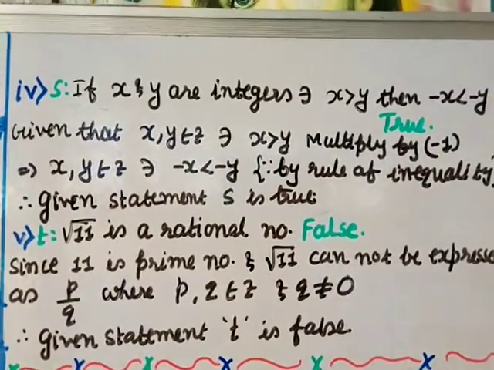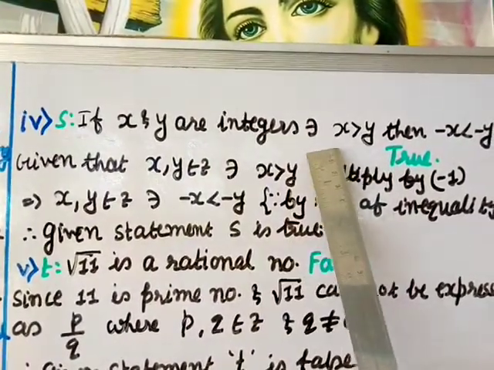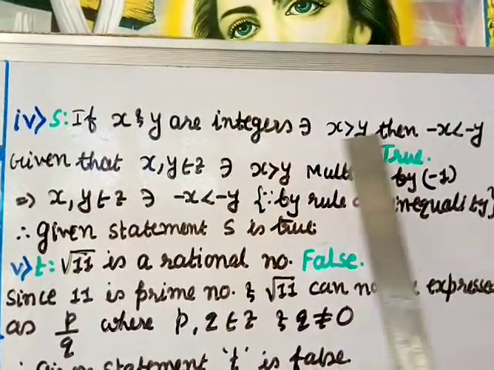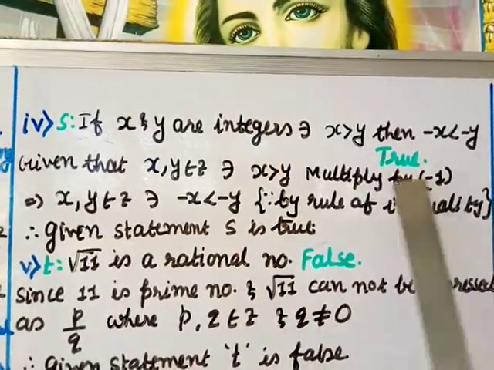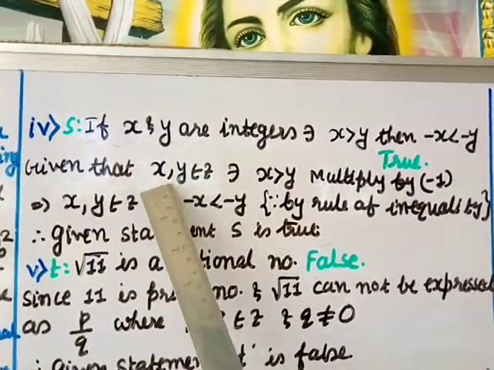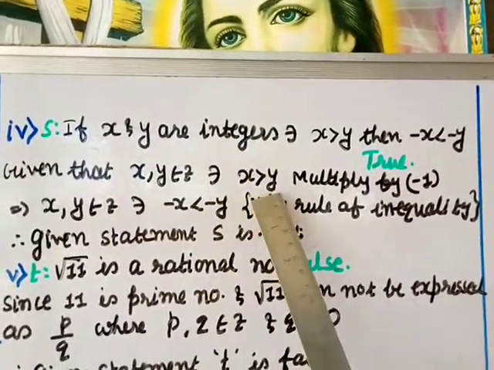Roman number 4, statement S. If x and y are integers such that x greater than y, then minus x less than minus y. Now this given statement is true. Let us see how. Given that x, y belongs to Z, because they are integers, such that x is greater than y.